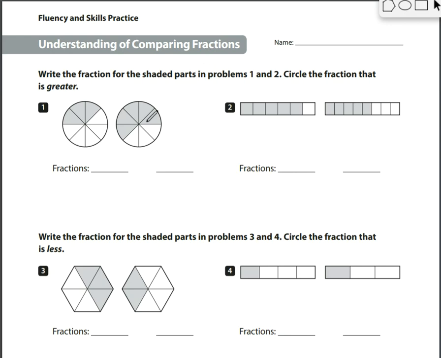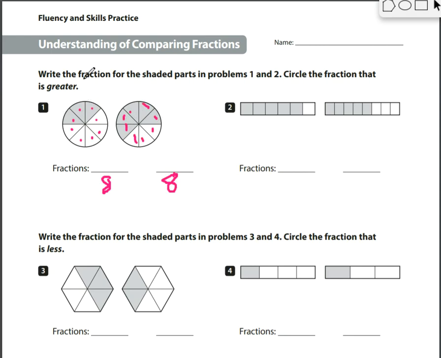So when we do that, the first thing that we need to do is find out how many pieces make up our fraction. So we have 1, 2, 3, 4, 5, 6, 7, 8. All right, so we have eighths. I'm going to check over here and see if it's the same thing. 1, 2, 3, 4, 5, 6, 7. We also have 8. Okay.